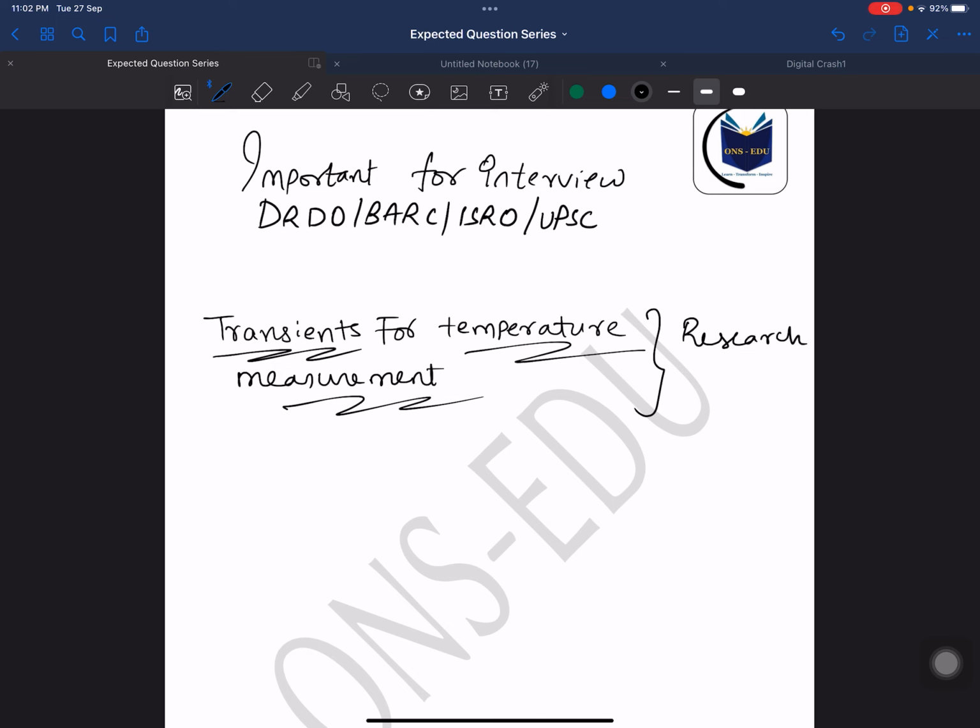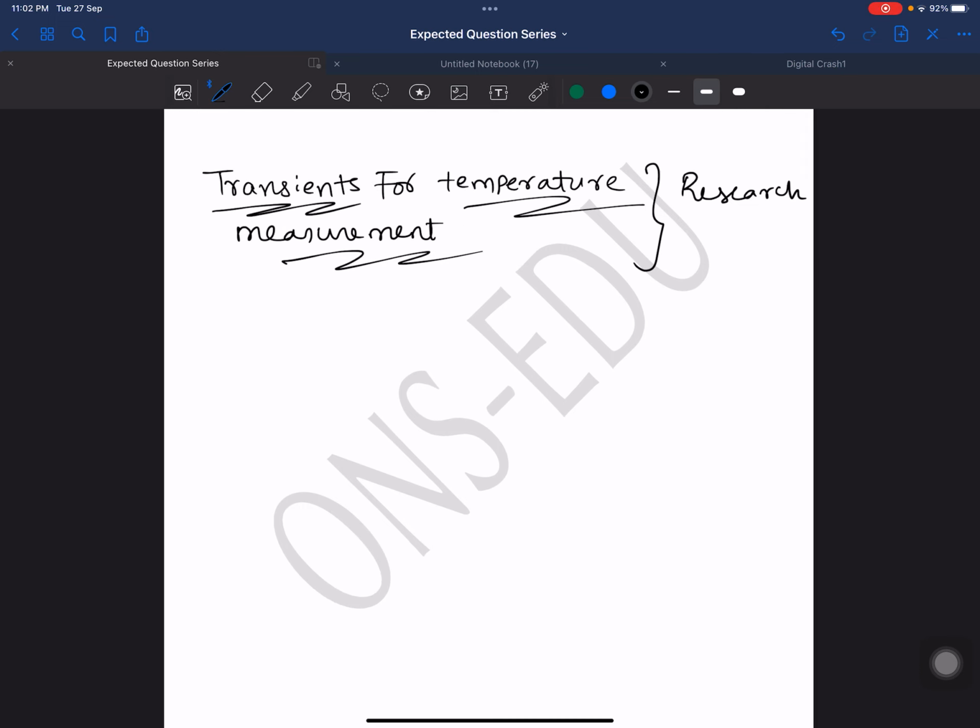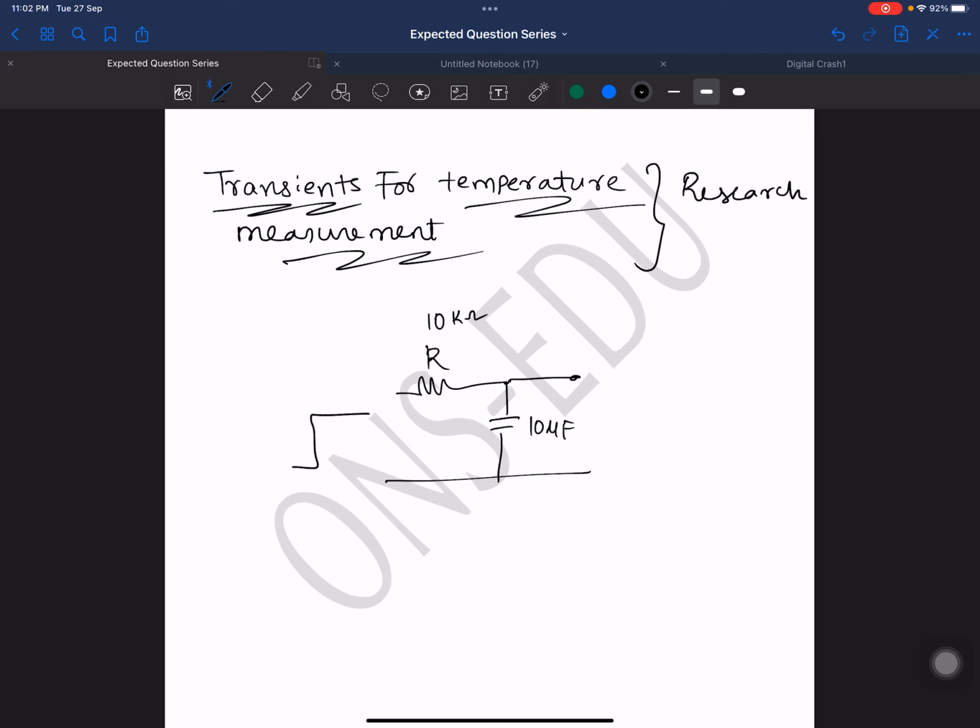temperature in a room. Suppose, for example, let's take a simple RC circuit. For my convenience, let's say this is 10 kilo ohm and this is 10 microfarad. I'm taking a simple first order system, an RC circuit. Suppose I apply an input V in, so what exactly happens?